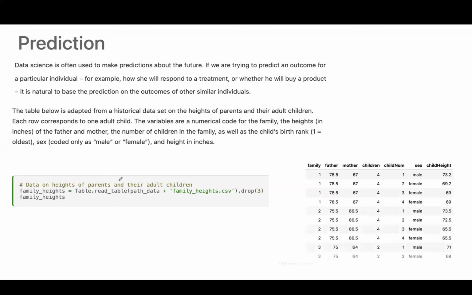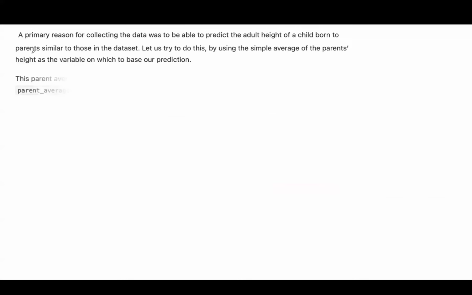Our data are stored in the family_heights.csv file. A primary reason for collecting the data was to be able to predict the adult height of a child born to parents similar to those in the data set. Let us try to do this by using the simple average of the parents' height as the variable on which to base our prediction.